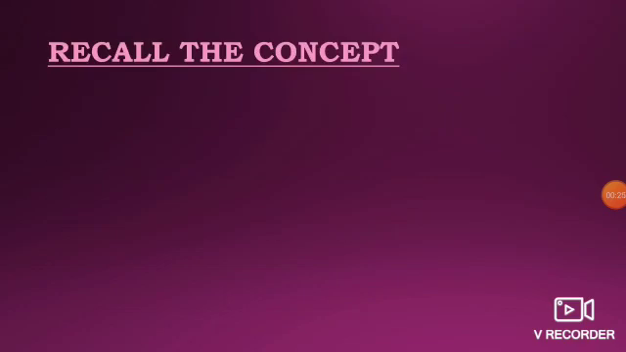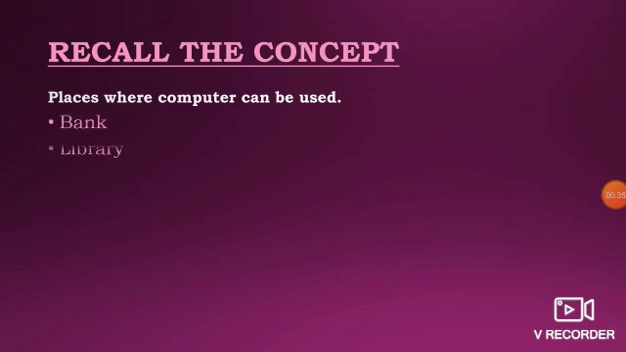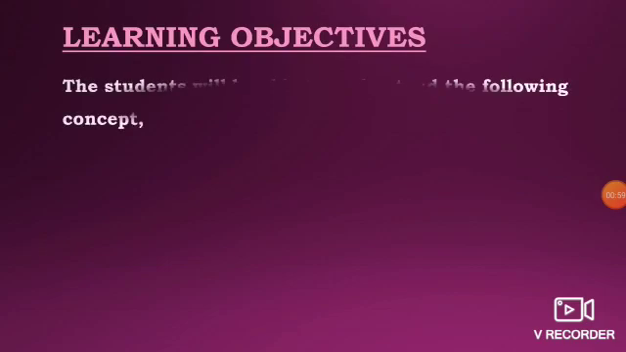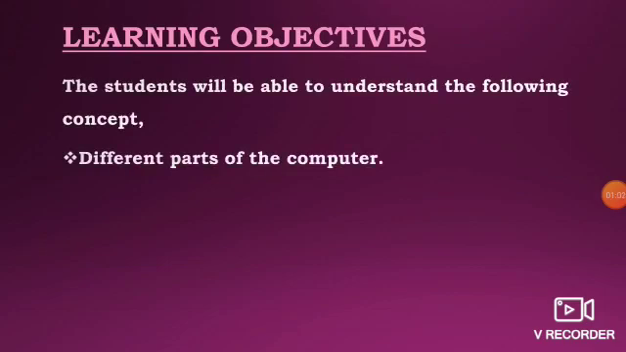Before moving to today's concept, let us recall the concept which we learnt last week. We learnt places where computers can be used. In that we learnt bank, library, school, airport, railway station, hospital, and the things that computers cannot do. So these are all the concepts we learnt last week. The first lesson, uses of computers, is over. Today's class we are going to see different parts of the computer.